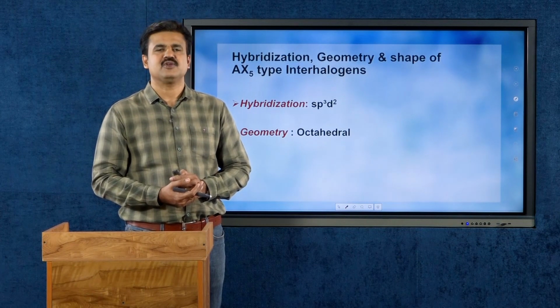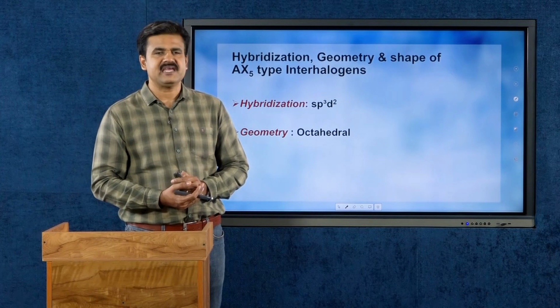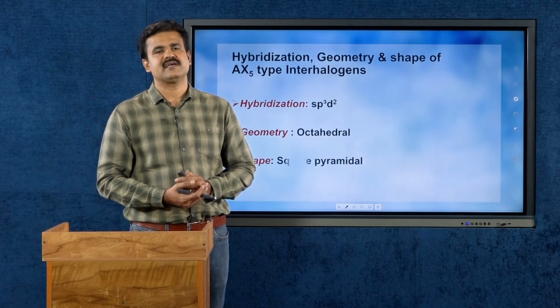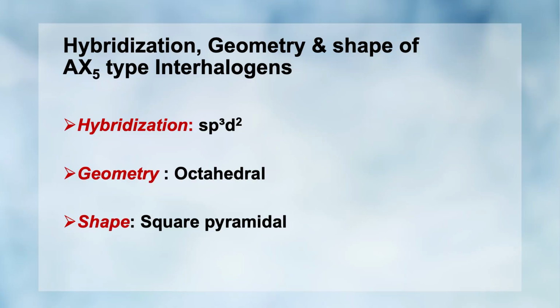But it should be noted that there is a lone pair on the central atom A, and if you remove that lone pair, you get the shape, which is nothing but square pyramidal. So every AX5 type interhalogen compound depicts sp3d2 hybridization with octahedral geometry and square pyramidal shape.